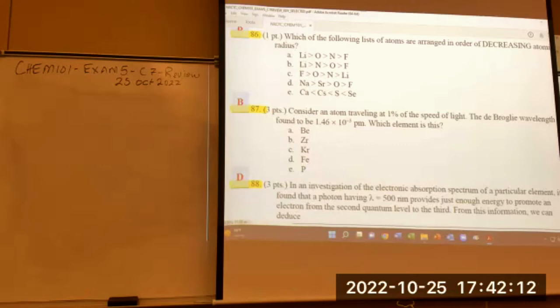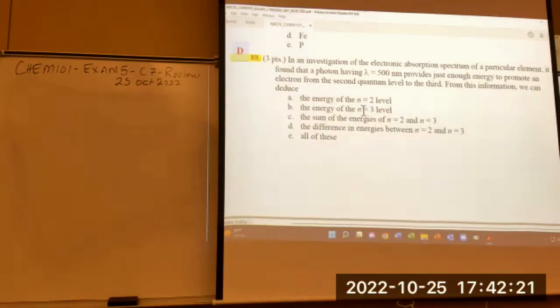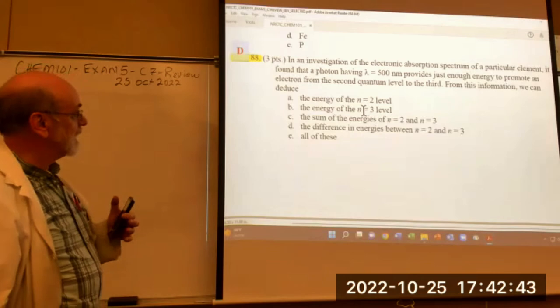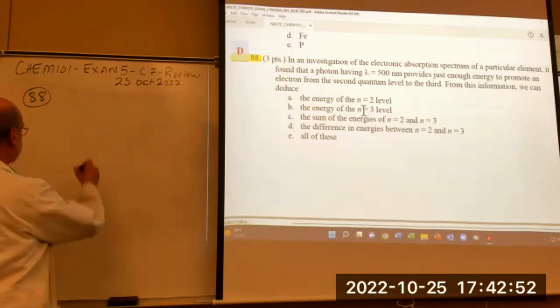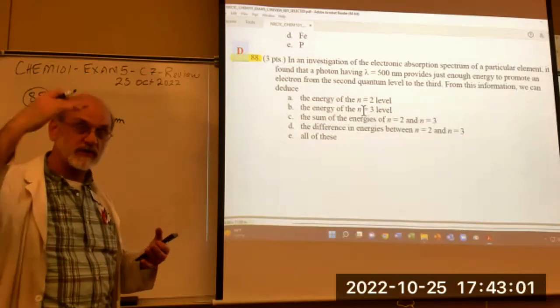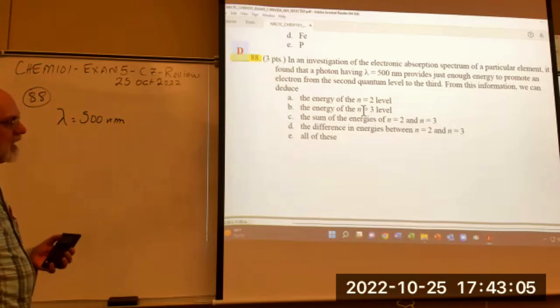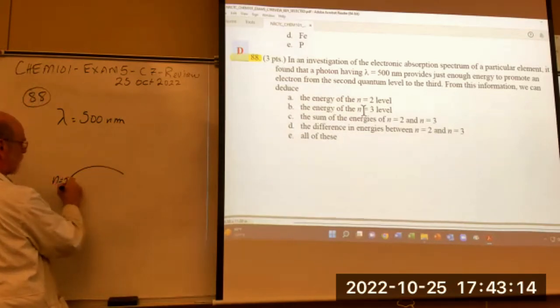Eighty-eight, scrolling. Okay, this is going to be a logical problem. There's not really a calculation involved in this one. In an investigation of the electronic absorption spectrum of a particular element, it is found that a photon having wavelength 500 nanometers, from which we can find the energy of transition between levels of the electron, provides just enough energy to promote an electron from the second quantum level to the third.